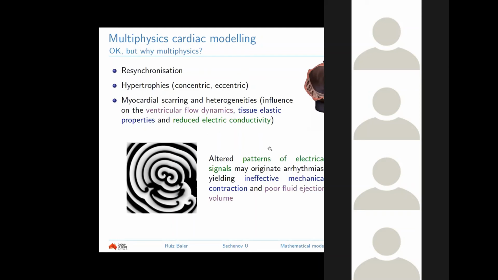Some of those things are resynchronization therapy, and there are diseases like hypertrophies where you have not just one single system working, but several that interact together. I have put some other examples here. This is scar tissue, where the passage of electric potential is impaired, and also the contractility of the tissue is impaired in that region. And the heart is not isolated, of course. You also have interaction with the cardiovascular system, and that also needs to be taken into account in the modeling formalism.